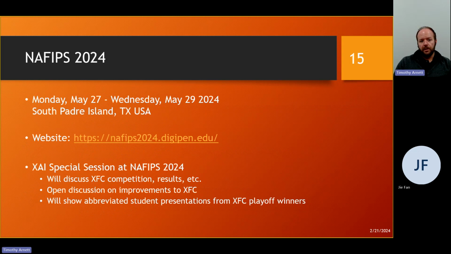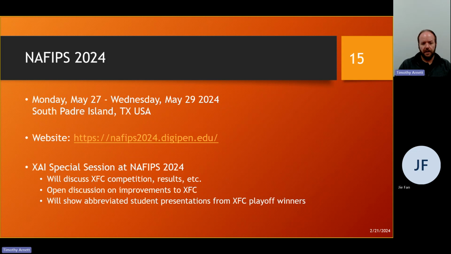I do also want to plug NAFIPS 2024. This is the annual conference for the North American Fuzzy Information and Processing Society. This year it is being held Monday through Wednesday, May 27th through May 29th on South Padre Island, a nice beach location in Texas. The website is here at nafips2024.digipen. And we will be having a special session at NAFIPS on XAI. And specifically, time will be reserved for a discussion on XFC itself.